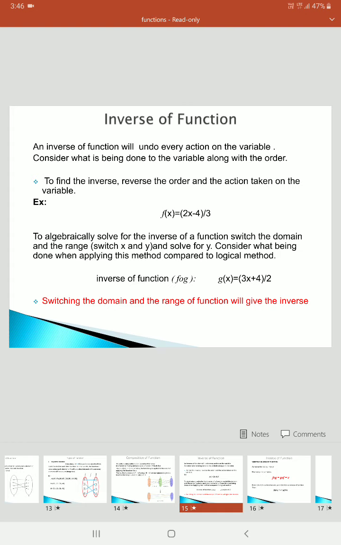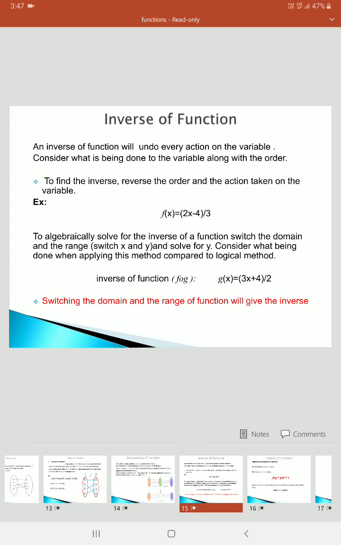Now comes inverse of function. An inverse of a function will undo every action on the variable. Consider what is being done to the variable along with the order. To find the inverse, reverse the order and the action taken on the variable. Example, f of x equals (2x minus 4) by 3.